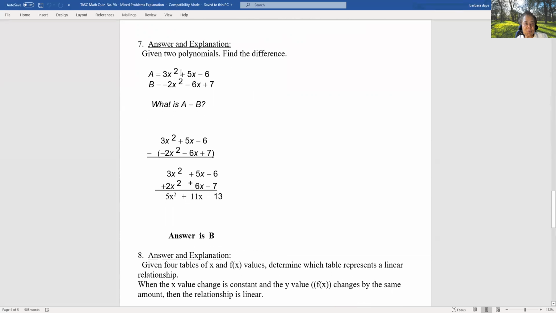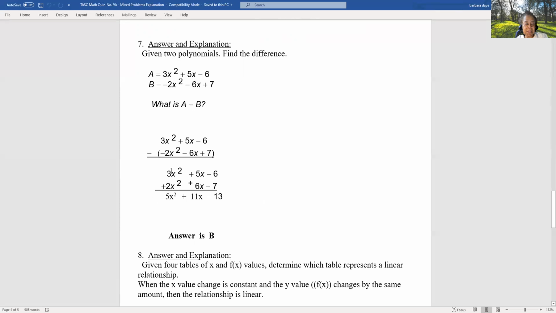A, 3x squared plus 5x minus 6. B, minus 2x squared minus 6x plus 7. What is A minus B? So we put A here, and then minus B, which is here, and then we do our subtraction. But notice here, minus minus will give you plus, minus minus give you plus, and minus plus will give you minus. Now we can add them.